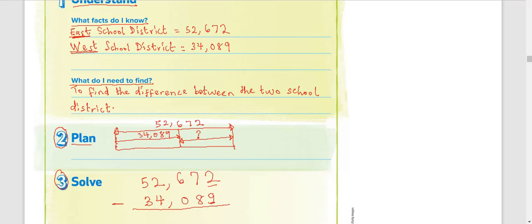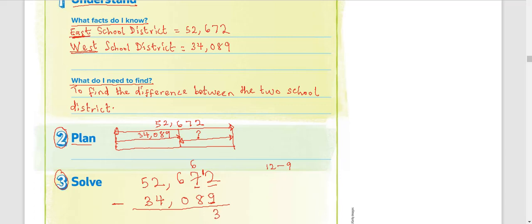So in this case, you have to go to the next door to borrow 1. So I go to 7 to borrow 1. If I take 1 away from 7, it will remain 6. The 1 you've taken away from 7, take it to the 1's place, so it becomes 12. So I can say 12 minus 9, and that is going to give you 3.